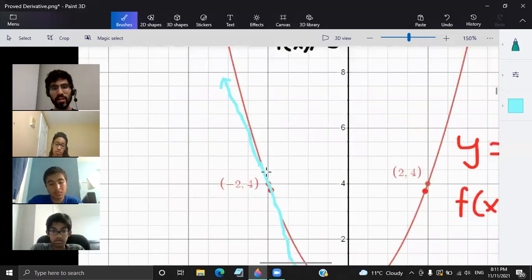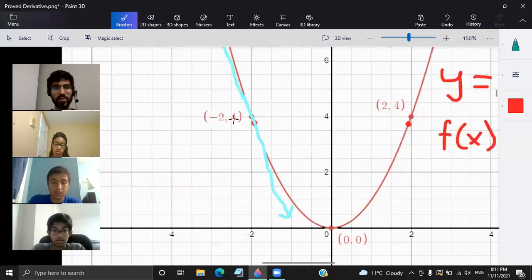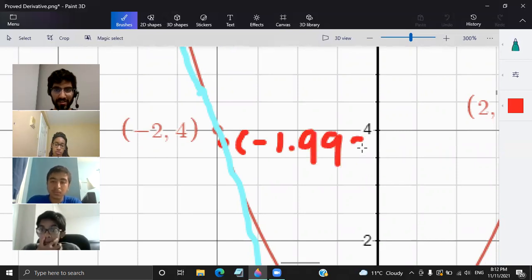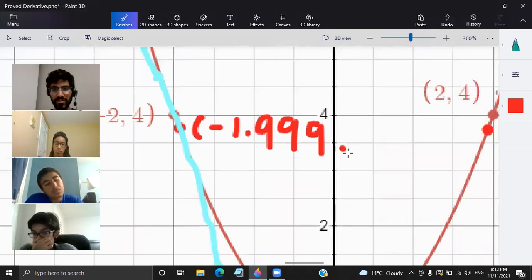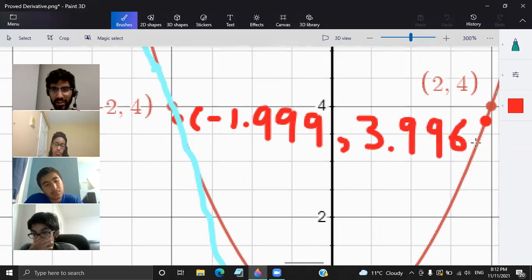Now I'll show this, okay? So let's label this second point here. What we want is for the second point to be almost equal to this first point. So we'll say this is -1.999 instead of -2. And the second value, oh, I have big numbers here. Maybe it's 3.996. How did I get that?